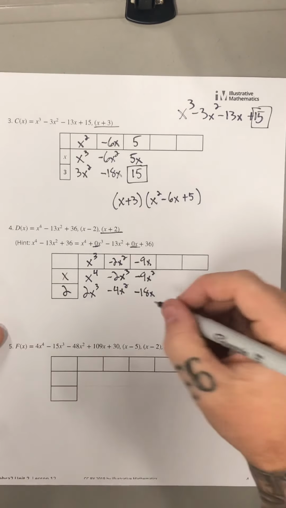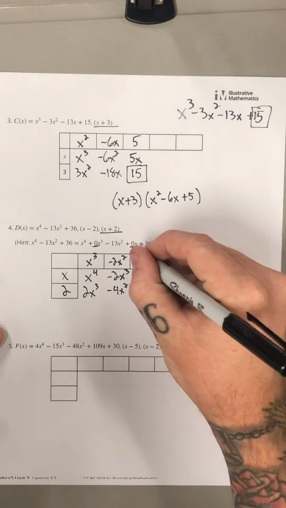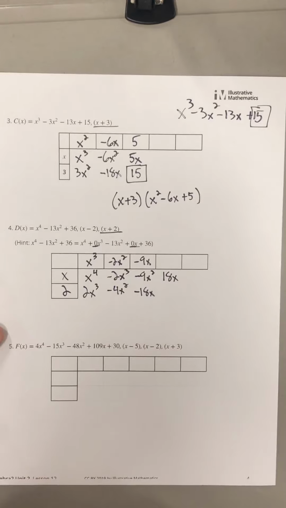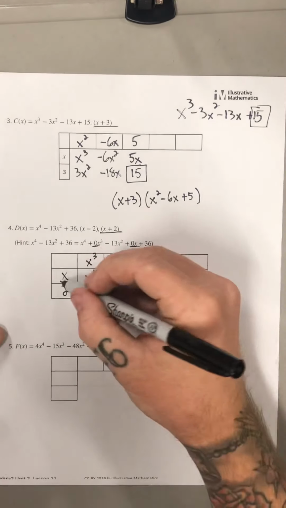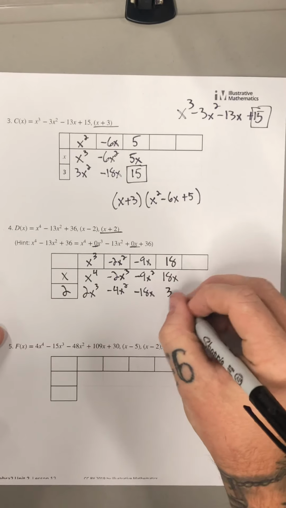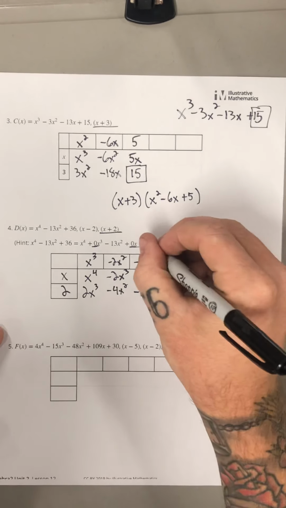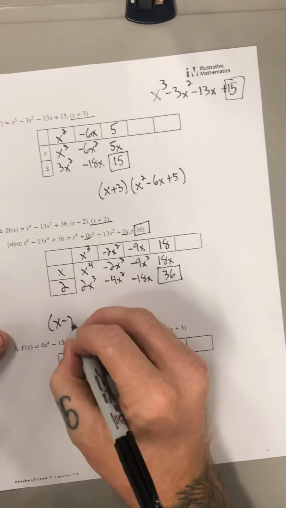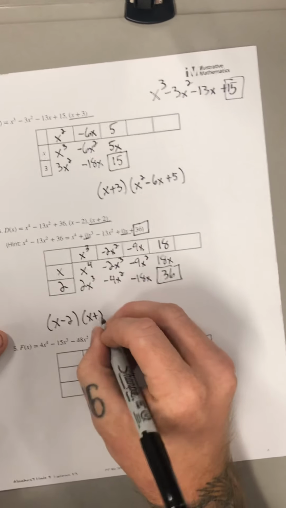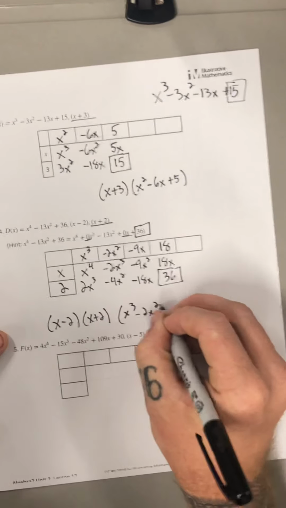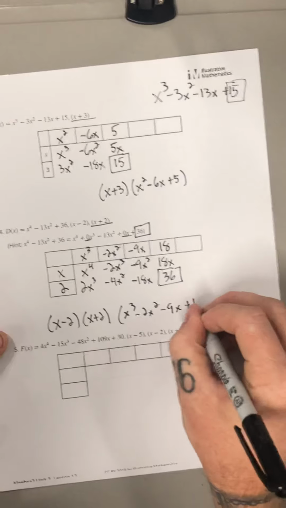Now we're looking at the x's. I need to go from negative 18x to 0x. How do I do that? Add 18x. X times 18 gives me 18x. 18 times 2 is 36, which is the last number in my polynomial. So my answer is x minus 2, x plus 2, x cubed minus 2x squared minus 9x plus 18.